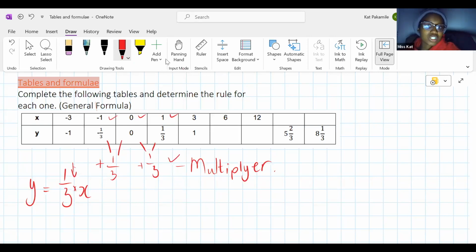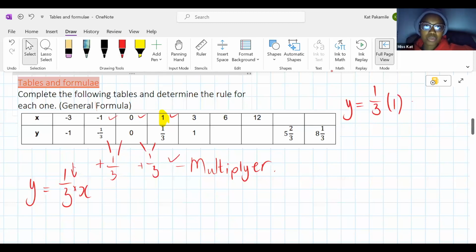Now we have to test it with one of these, right? So let me say y equals 1/3 times 1. How much is a third times 1? We're checking with input number 1. I need to stop saying term. I won't confuse you guys. We're checking with input number 1. What is a third times 1? It's a third. Is that the output that we want?